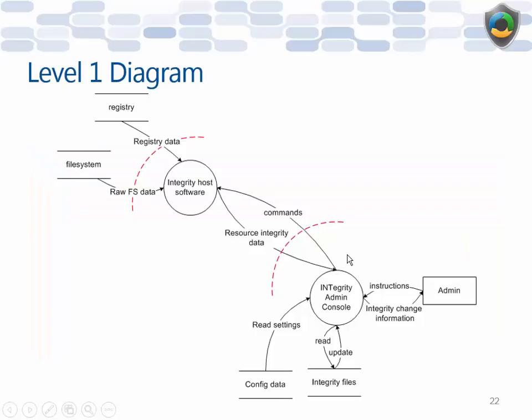Then you break it down into what's called a level 1 diagram, so there's a little bit more detail in it. You'll see that again you're identifying your trust boundaries, which are red dotted lines. You're identifying your data stores, which are your open-ended shapes, and which typically again are either files or databases. You've got your circles, which are your processes. You've got your data flows, your data coming into the process and flowing out of the process. And you've got your external entities.